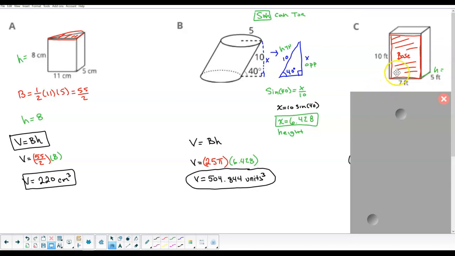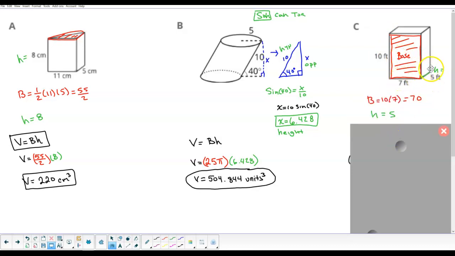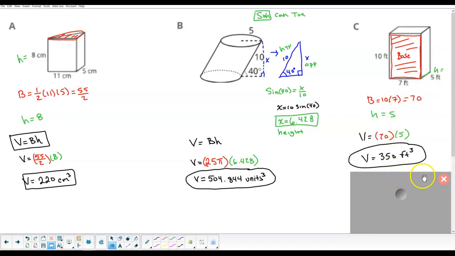For part C, I decided to switch it up, and maybe I did it a little different than you did. Notice how I called the front face the base. So that would give me an area of a base of 7 times 10, or 70. And then that would leave the height to be the distance between the bases of 5. The area of the base times the height, 70 times 5, should be 350 feet cubed. If you did the bottom as the base, you would have got 35 times 10, which is the same answer.